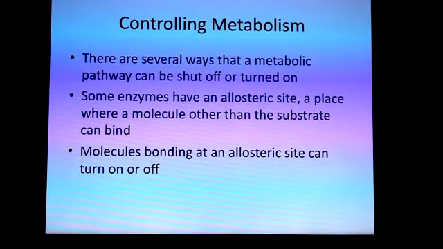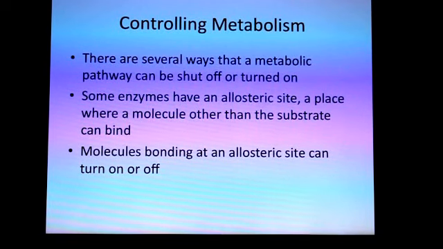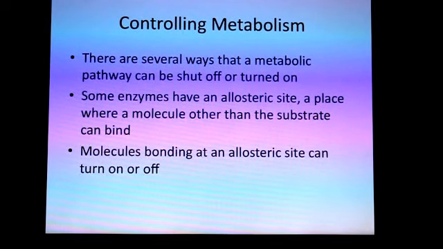Controlling metabolism. There are many ways that a metabolic pathway can be shut off or turned on. Remember, a metabolic pathway is how your body makes something, or breaks it, that's backwards. It's how your body breaks down something. So one metabolic pathway could be how your body breaks down your sugar.